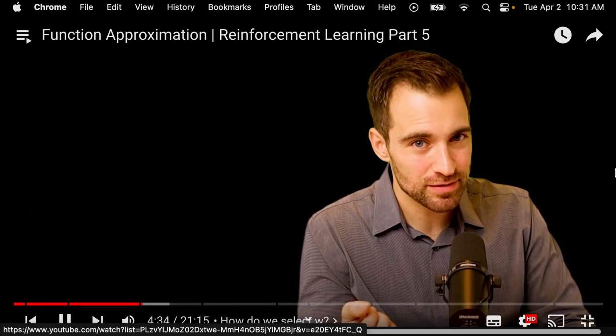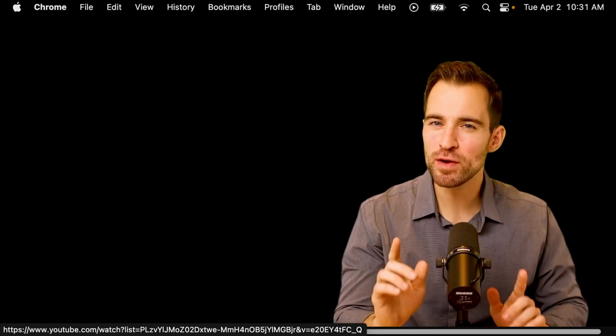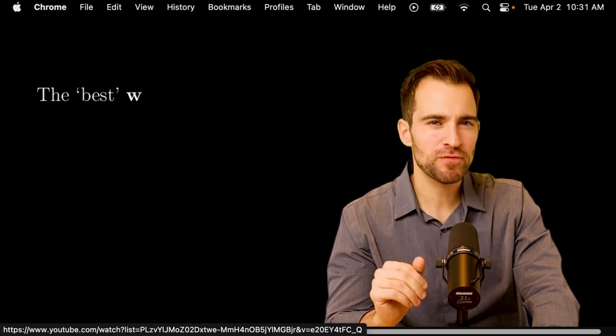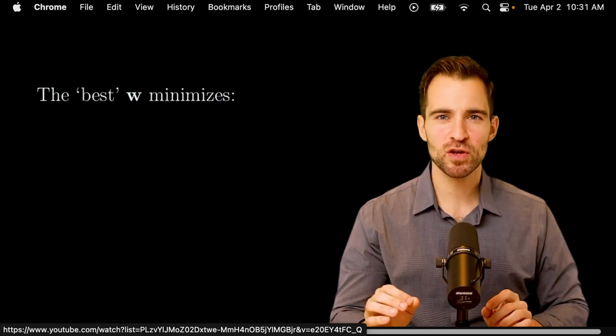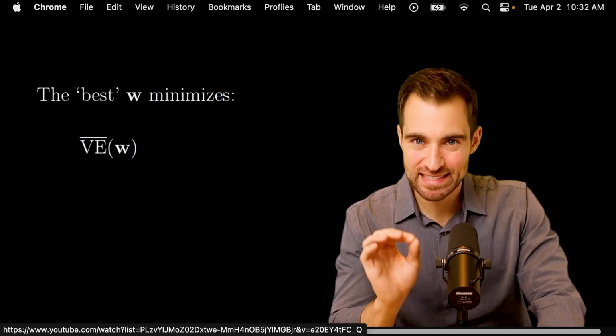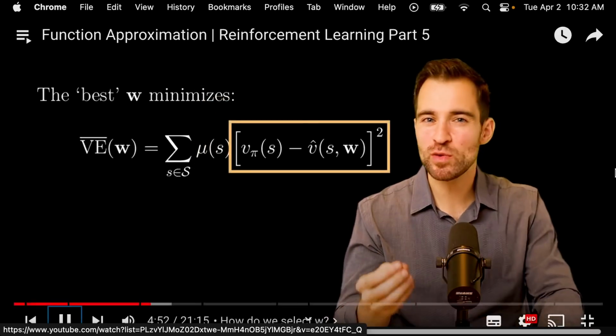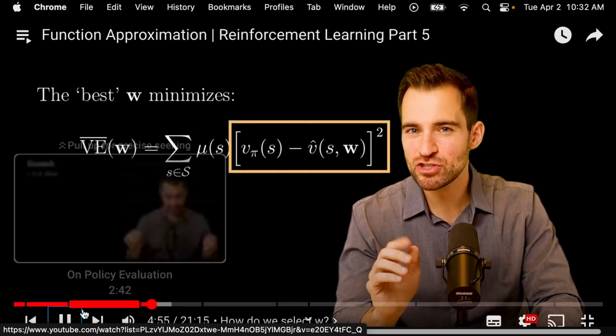How do we select W? What we need to do is declare what makes for the best W. Now, what qualifies for best is up for debate. But for now, let's say it minimizes something we'll call the value error. We write it like this, and it's defined like this. That's exactly the mean squared error between our approximate value function and the true one.